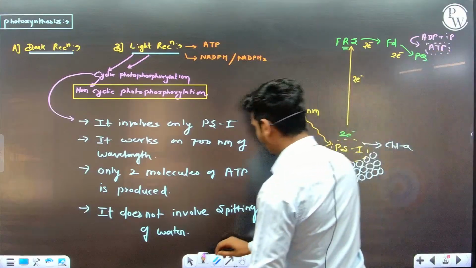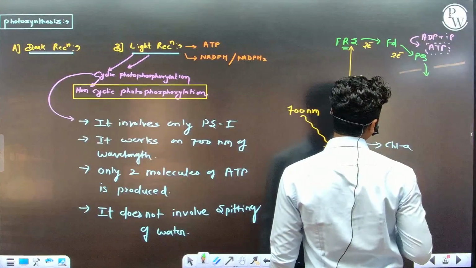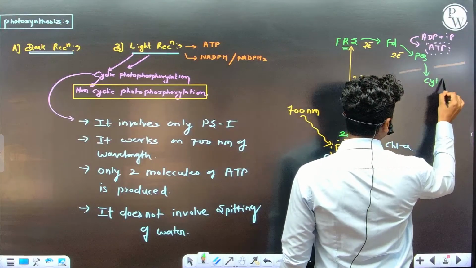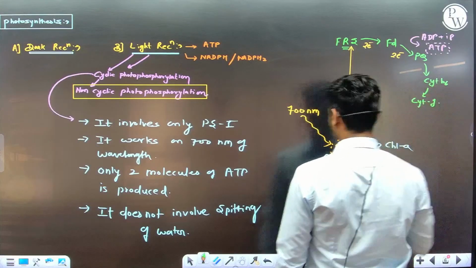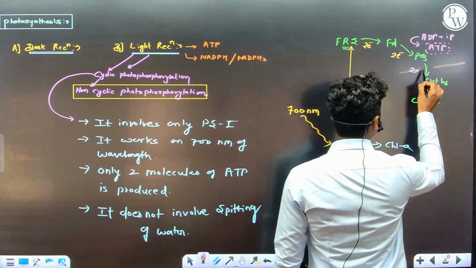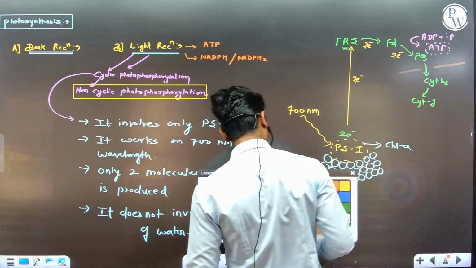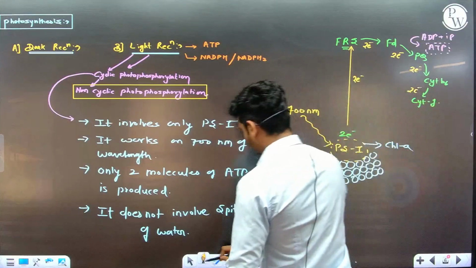Now further reaction, plastoquinone passes these 2 electrons to cytochrome B6, and cytochrome B6 to cytochrome F. In between, because of this passing of electrons, 2 electrons negative.